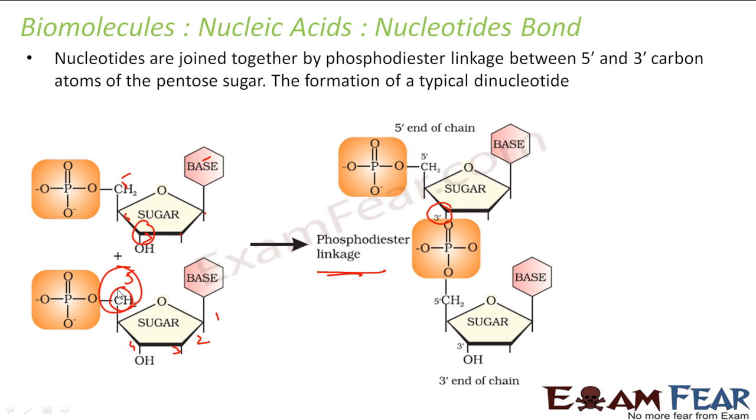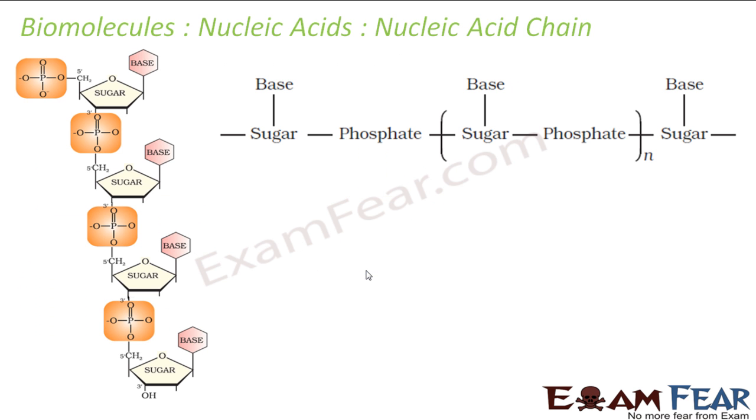Actually, the link is not between these, the link is between this. See, OH minus will leave, it will develop a positive charge and this will bond. That's what is happening, so they form a bond. This is called phosphodiester linkage. That is my nucleotide. Several of these nucleotides bond and form a nucleic chain: sugar, base, phosphate; sugar, base, phosphate; sugar, base, phosphate. Like that, the chain will continue.